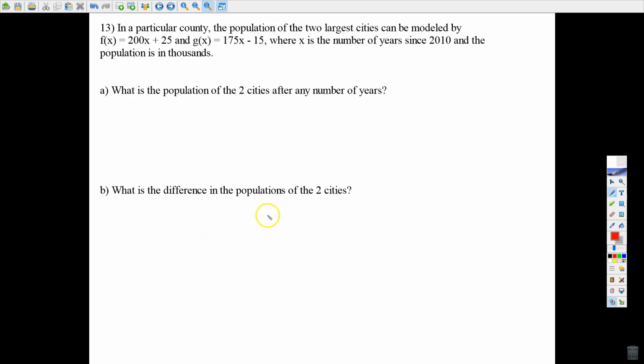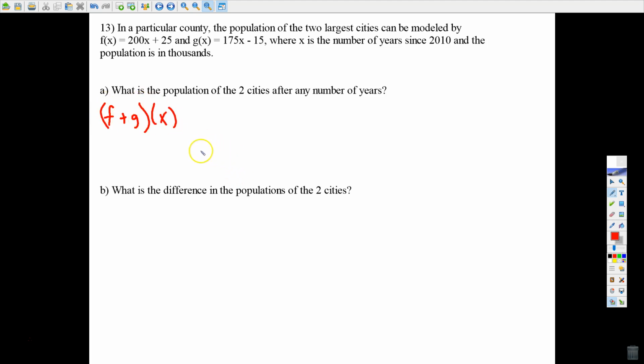Okay, moving right along to number 13, this word problem. We have these two functions that model the population of two different cities. And letter A is basically wanting to know, what would this look like if we combine these two functions? What is the population of the two cities after any number of years? And that's really just doing what we were doing earlier with adding two functions.